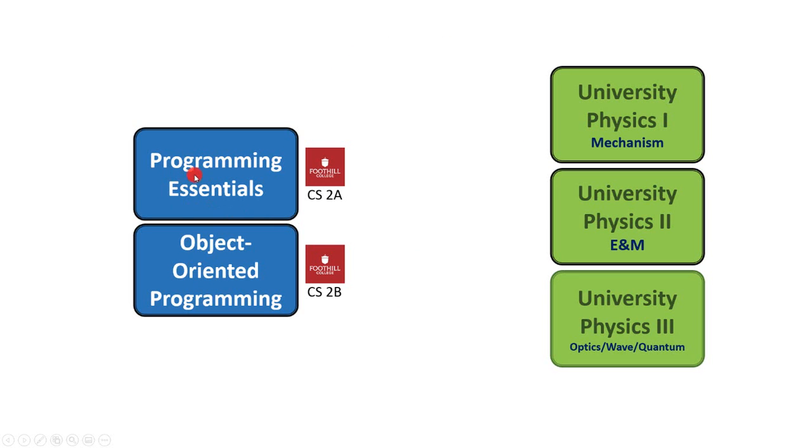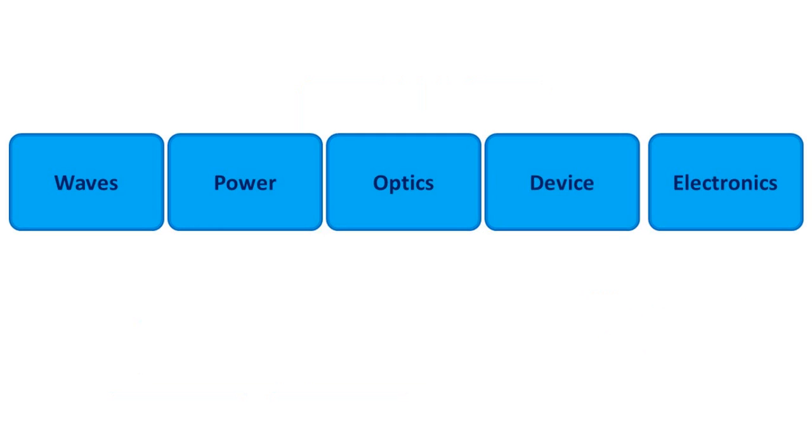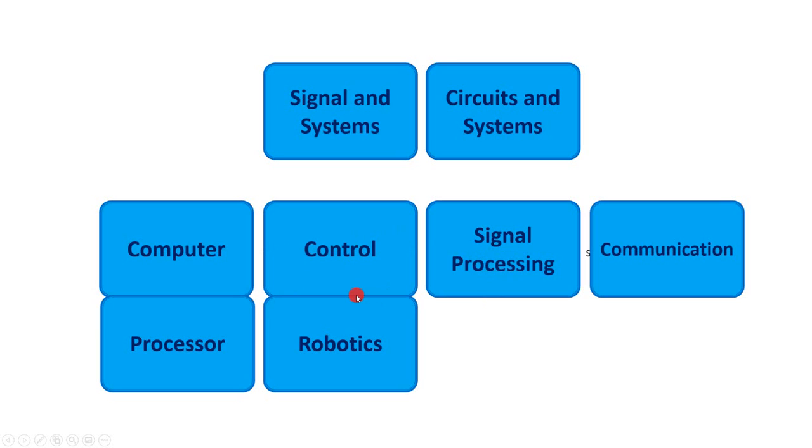In the college programming side, you need to learn basic programming skill and the university physics 1, 2, 3. And electrical engineering is like a shopping mall. So basically you learn core signal and system and circuit and systems. And then after that, you learn different technical fields. So you have computer control, signal processing, communication, and wave, power, optics, and electronics. So basically, these are different fields you actually would like to major in. And there are many courses under each branch. So you need to pick the one that you are interested in. And it is a shopping mall.